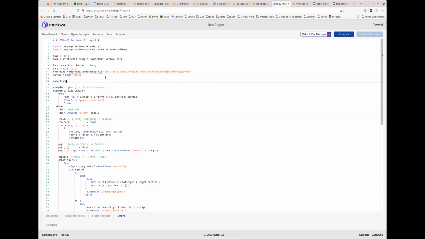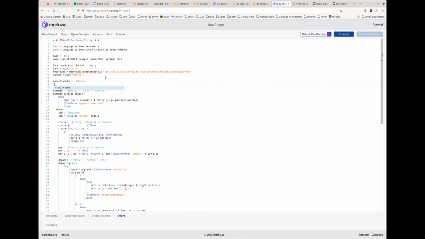Plutus address type, address, and just Plutus address is this thing. I need my Vim bindings, otherwise I'm totally useless.